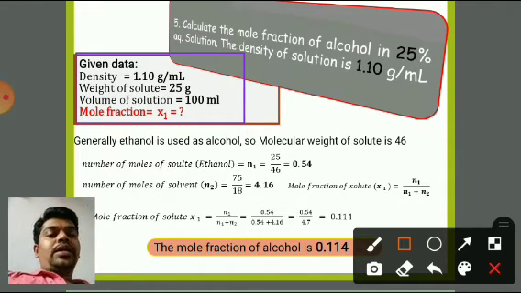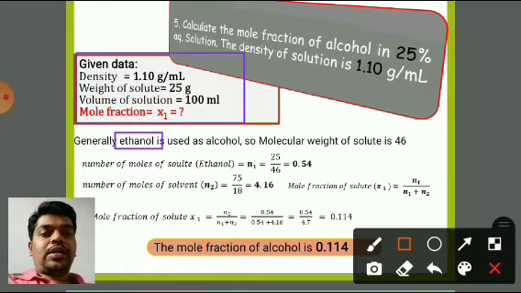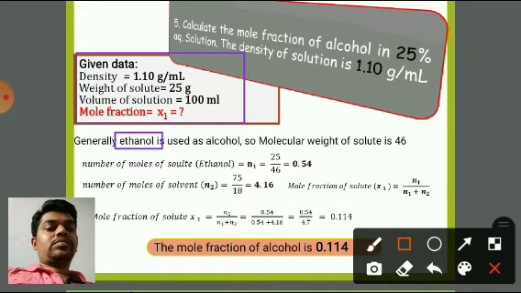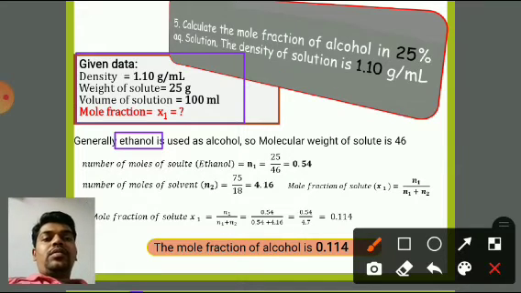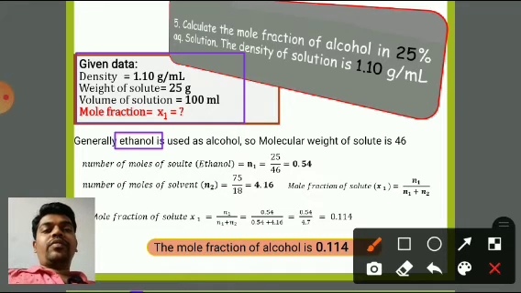Generally the alcohol used in the laboratory is nothing but ethanol. So ethanol is used as alcohol. The molecular weight of the solute, ethanol, is 46. So we have to calculate the number of moles of solute as well as the solvent.